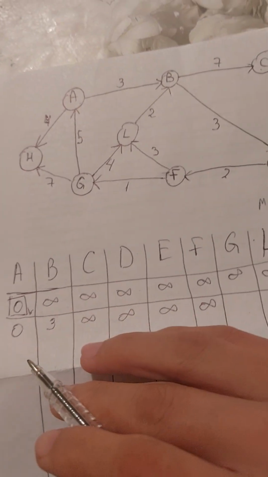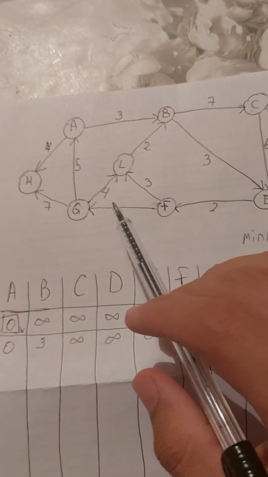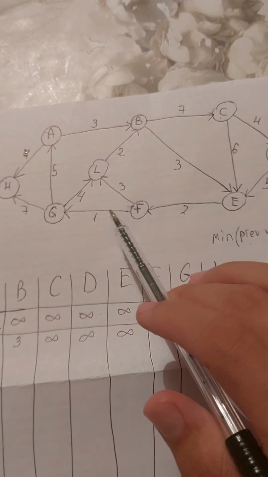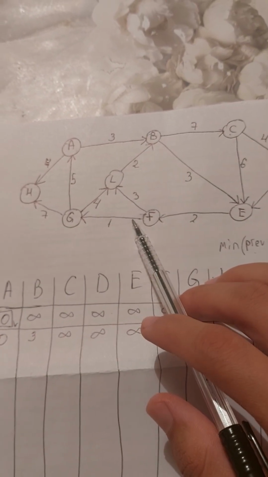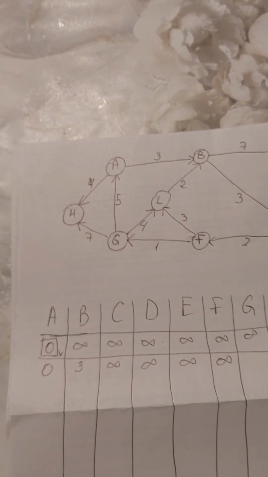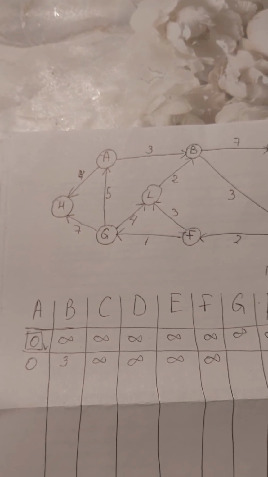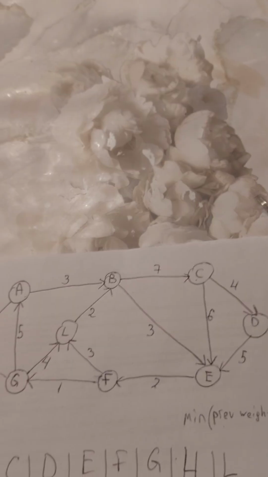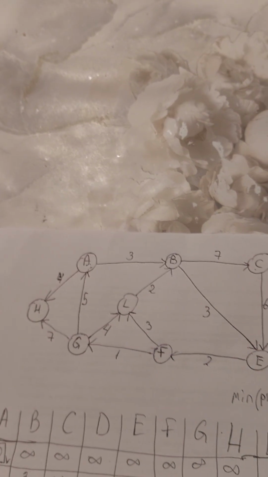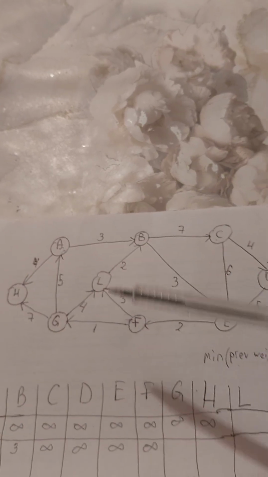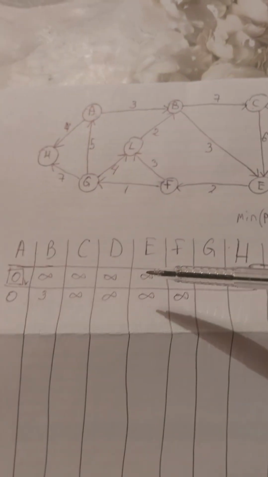Hello everyone, today I will explain Dijkstra's algorithm to find the shortest path. So here we have a directed weighted graph. Here we have 9 vertices and edges. Each edge has its own weight. So here we have to find the shortest path from the source A to the other vertices. For that we have to use a table and Dijkstra's algorithm.